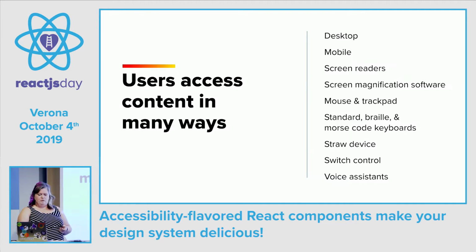And our users will access our content using things like desktop, mobile, screen readers, screen magnification software, a mouse and a trackpad, standard Braille and Morse code keyboards, straw devices, switch controls like a paddle that allows you to hit tab and return, and voice assistants, think Alexa, Google Home. Those are coming online right now.